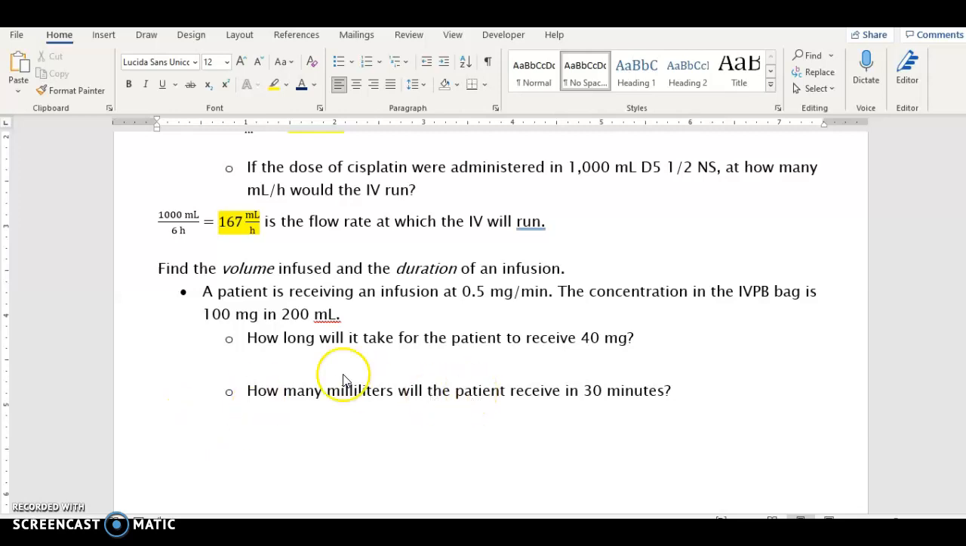In this next example, it's going to ask you to find the volume infused and then the duration of an infusion, or the duration for a certain volume to be infused. Okay, so the problem says a patient is receiving an infusion at half a milligram per minute, and the concentration in the IV piggyback bag is 100 milligrams in 200 milliliters. And the first part of the question says, how long will it take the patient to receive 40 milligrams?